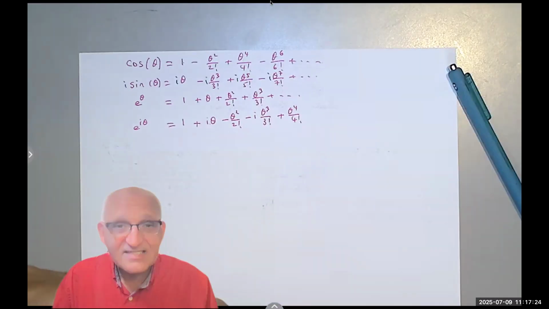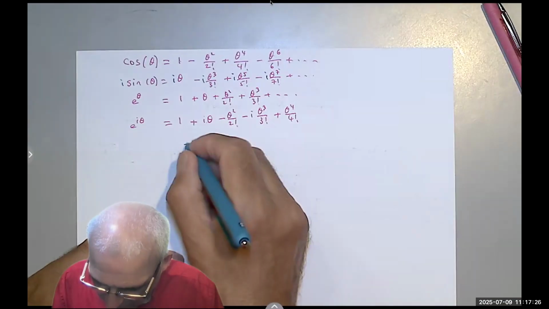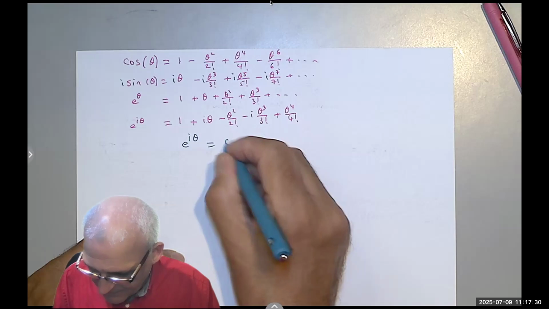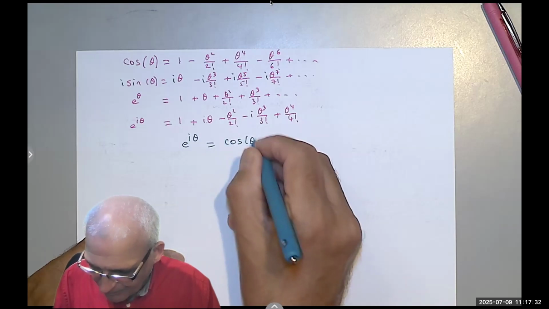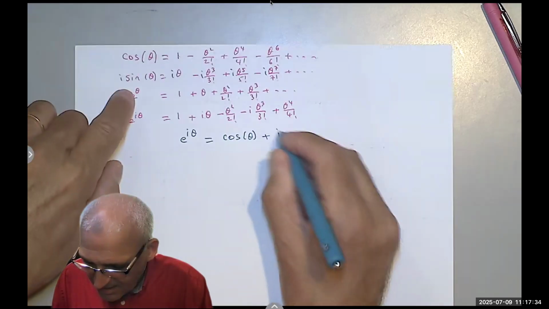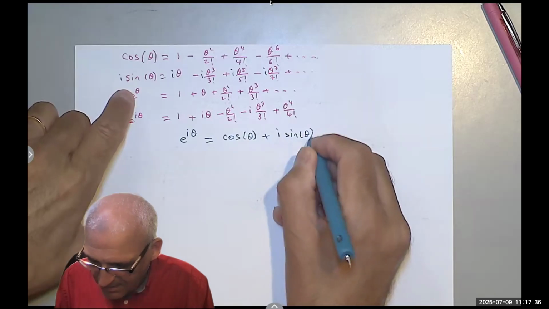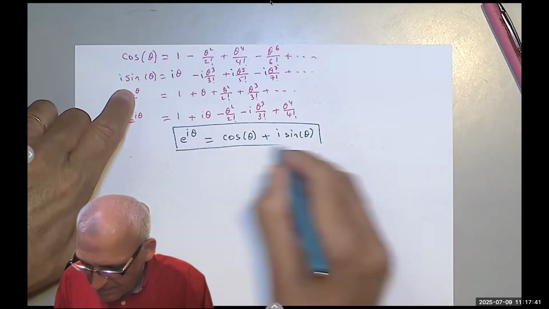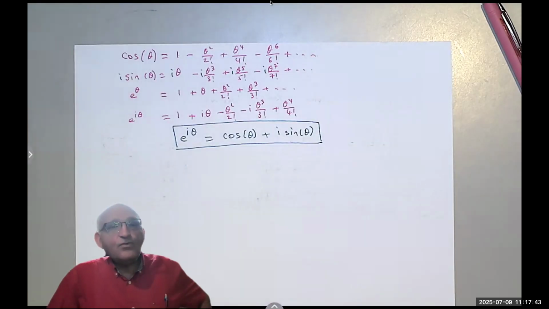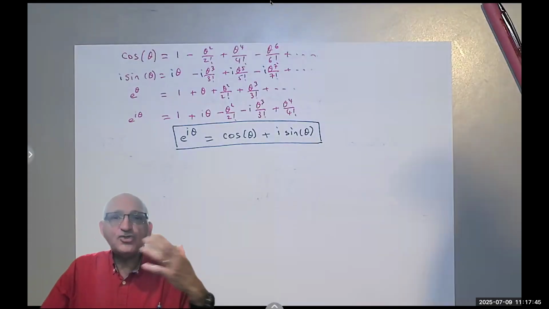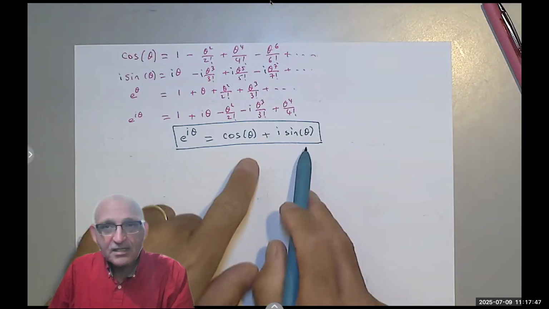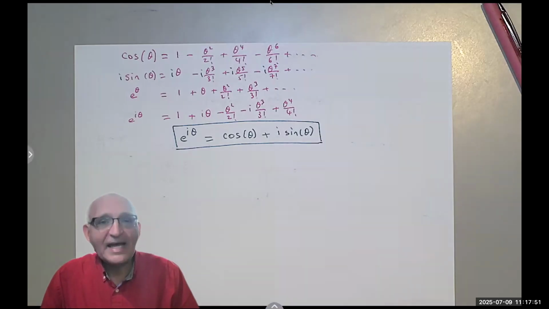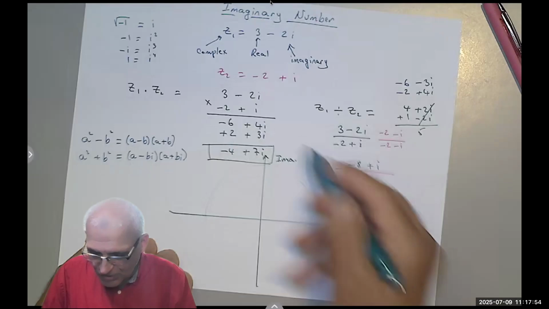So now I can say e to the i theta equals cosine theta, which I left as it is, plus i sine theta. That's a very powerful expression because now it gave me a way to go between trig and e to the i. But let's go back to the circle we did.